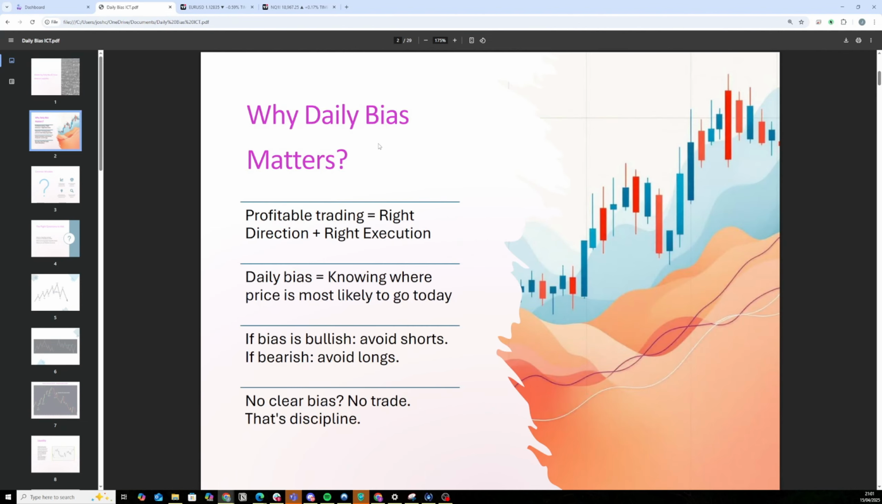So why does daily bias matter in the first place? Profitable trading equals you need to know the right direction, right? You can master execution, entry models, and all of this, as much as you like, but if you don't have the right daily bias, your trade is never going to work out. So daily bias is knowing where price is most likely to go today. If your bias is bullish, you avoid shorts, and if you're bearish, you avoid longs. This alone is going to help increase your win rate drastically. And if you have no clear bias, there's no trade today. It's that simple once you get this implemented into your system.